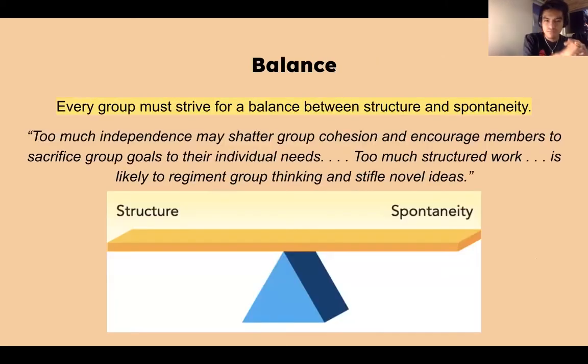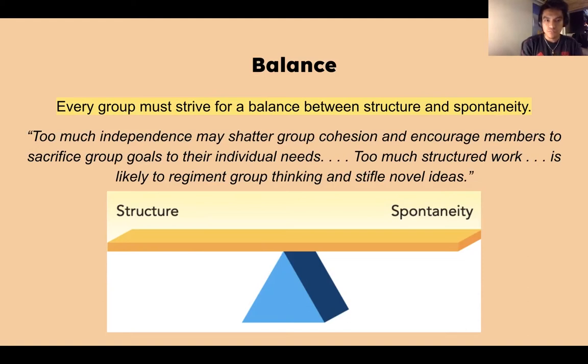But before that, we need to talk about balance, which is extremely important when talking about group work. In the book, it says every group must strive for a balance between structure and spontaneity. A quote I pulled from the textbook is, "Too much independence may shatter group cohesion and encourage members to sacrifice group goals to their individual needs. Too much structured work is likely to regiment group thinking and stifle novel ideas."